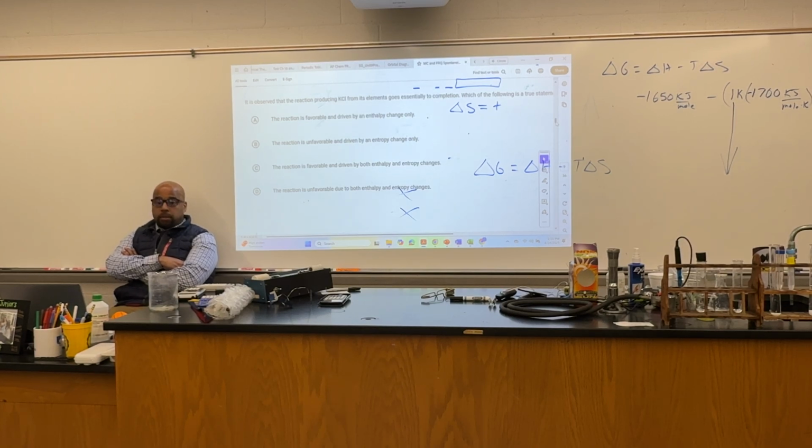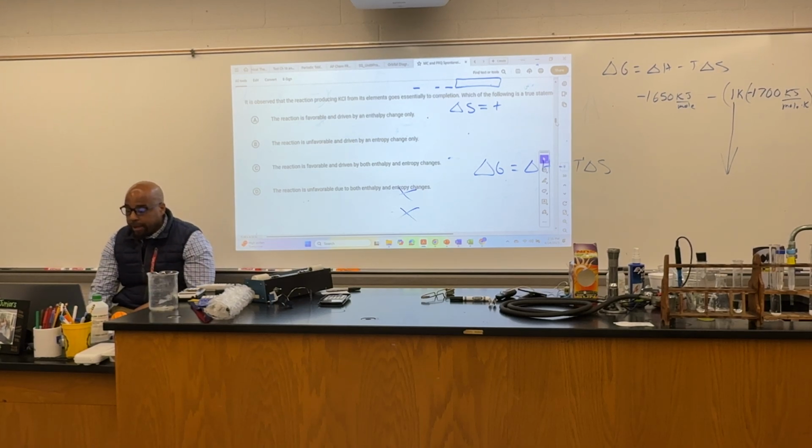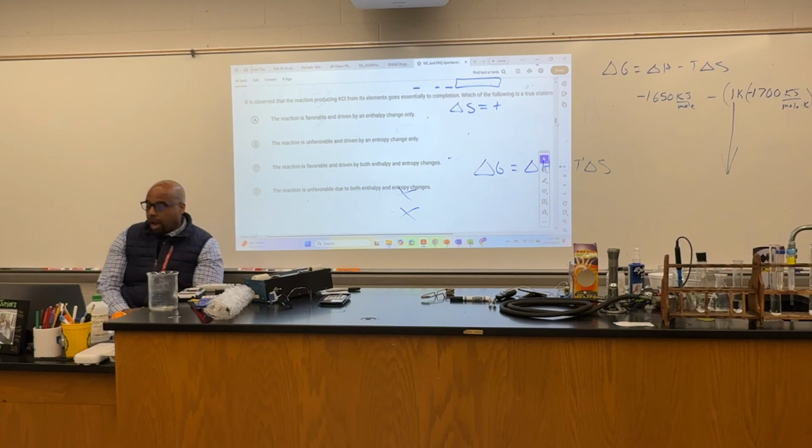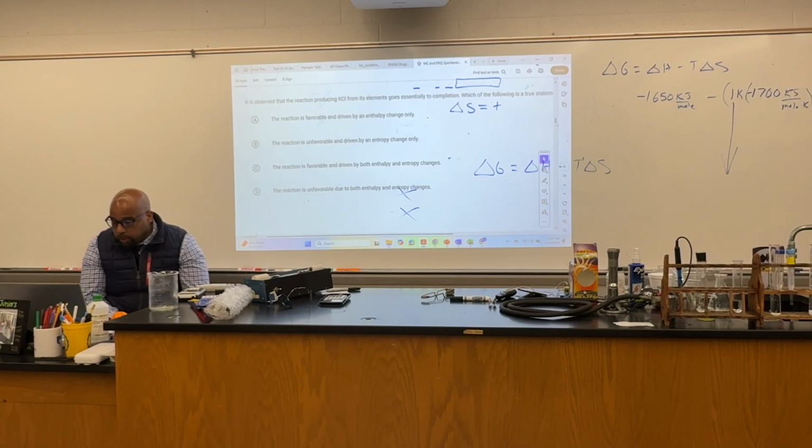The enthalpy, exactly. It's not the entropy. The entropy is fighting against Mother Nature. The driving force behind this is the sheer fact that it's going down lower in energy in this case. So therefore, I can clearly see that the reaction is favorable, driven by the enthalpy change only. That's the only thing that's driving this.